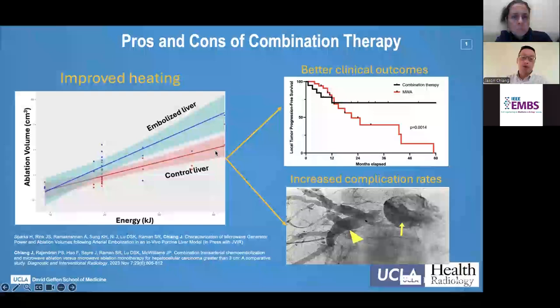Here we were able to show using in vivo modeling that when you embolize the liver, this is the ablation volume on the y-axis, and on the x-axis, the amount of energy going into the ablation probe. When you embolize the liver, you end up getting much larger ablation volumes, as expected. But there are certain pros and cons. The pro is, yes, we do get better outcomes with combination TACE ablation. But because you're heating much more, you get increased complication rates.